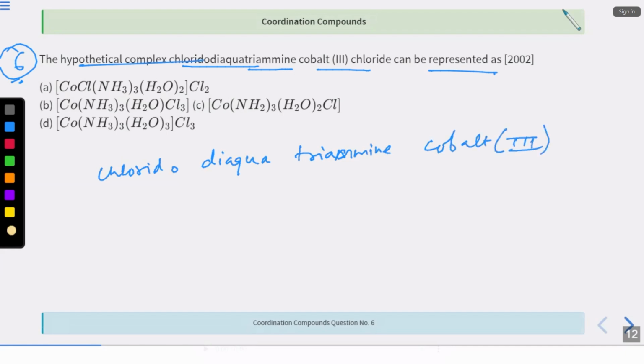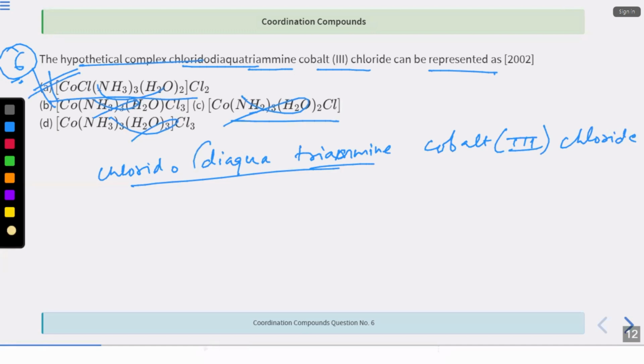Okay. So first write it clearly. So it is chlorido diaqua. Diaqua means we have two H2O molecules. So this is wrong. This is also wrong. We are left with this one and this one. Triamine, here it is triamine, here it is diamine, so it is also wrong. So this option A is the correct option. You can just see with these terminologies only.